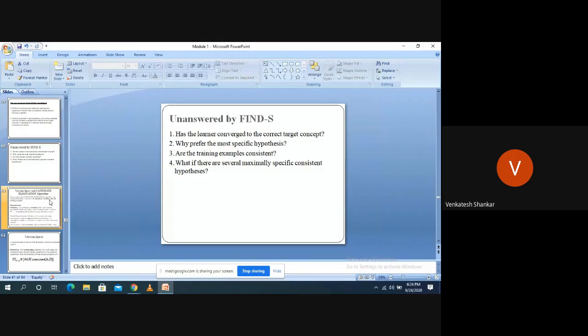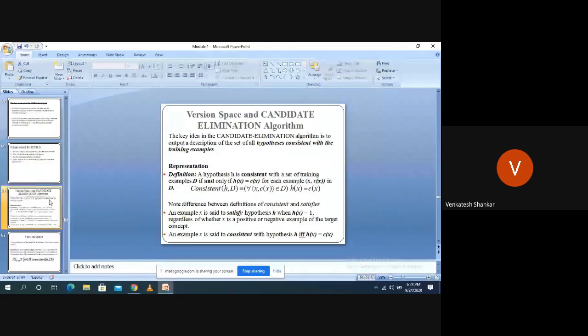For resolving this, we know the meaning of the FindS algorithm. FindS means it is going to find the most specific hypothesis. With the positive examples we can move from specific to general hypothesis, and FindS evaluates only the positive examples, but it is not going to evaluate the negative examples. So whatever was left unanswered by FindS has a solution represented by the version space, or we can call it the candidate elimination algorithm. So the next concept is the version space and candidate elimination algorithm.